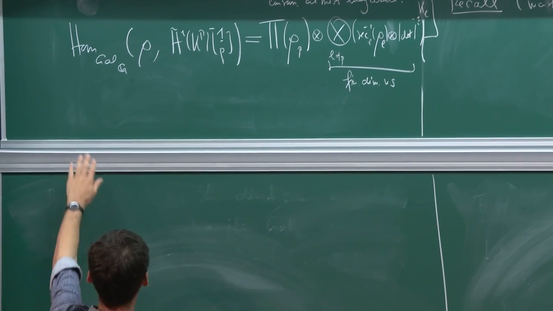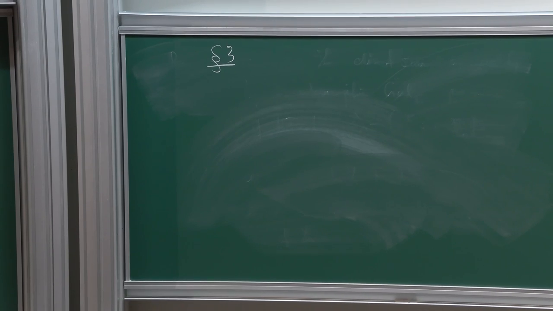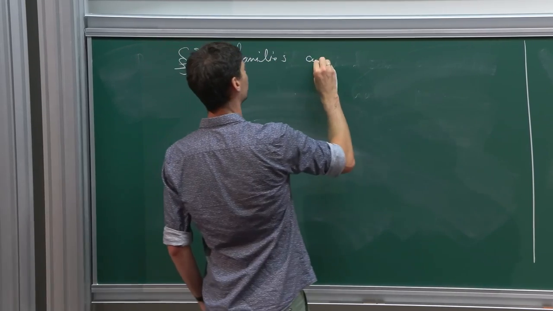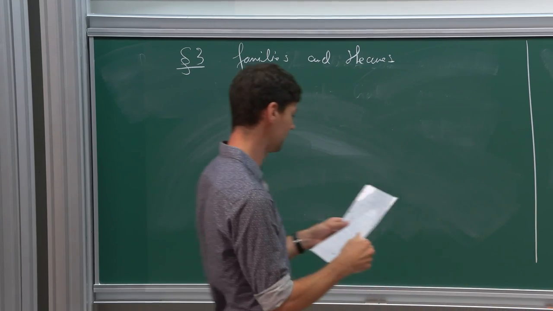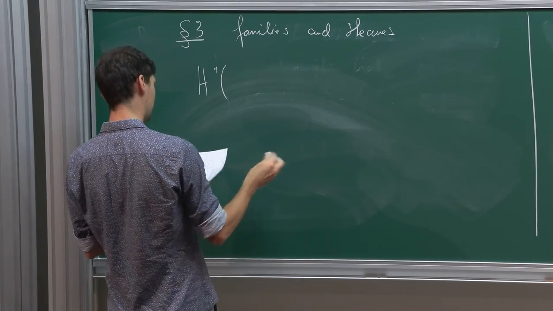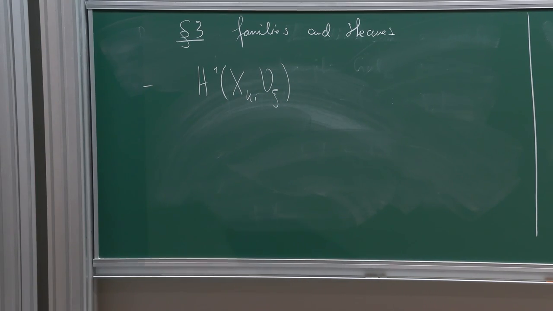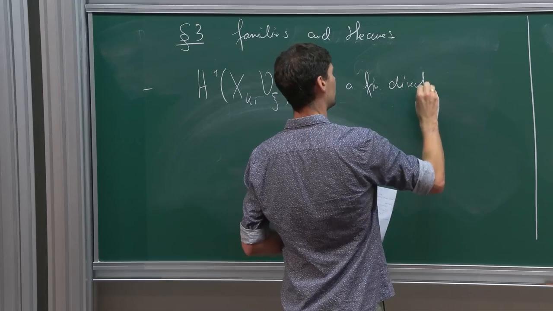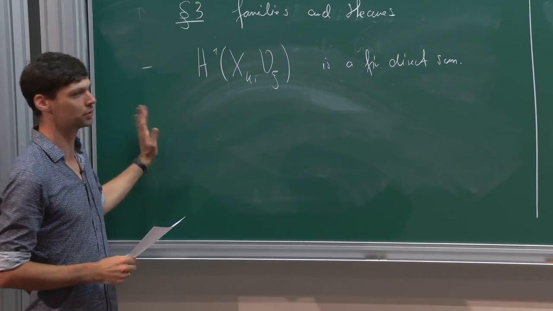Okay, so I said I wanted to convince you that, in some sense, sheaves occur in this game. So I want to talk about families and sheaves. Okay, and the basic observation is that if you want to compute the H^1 of, I don't know, X_K with coefficients, so these cohomology groups, this is something finite, okay? It's a finite direct sum, in the direct sum decomposition that I wrote down above. So only finitely many Galois representations contribute.